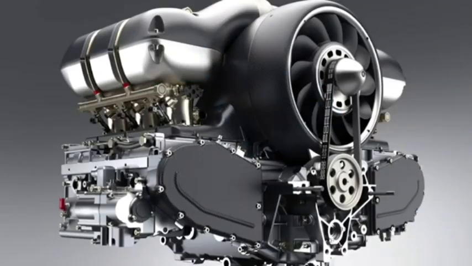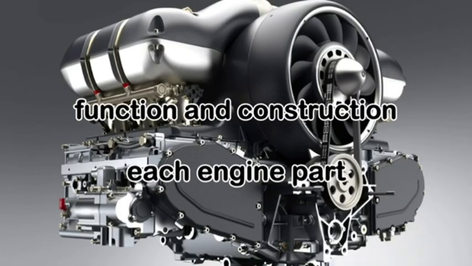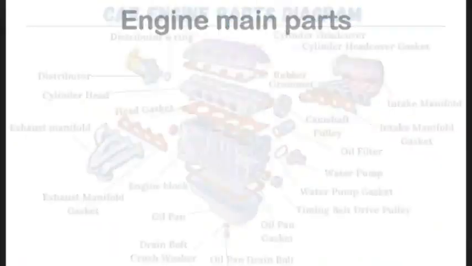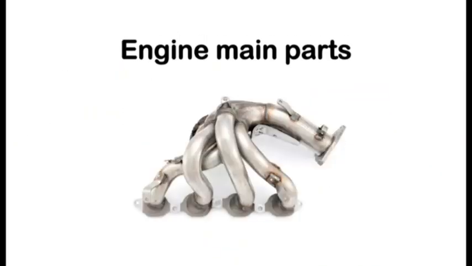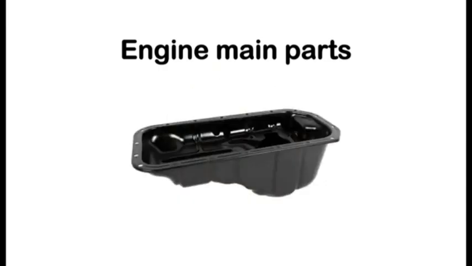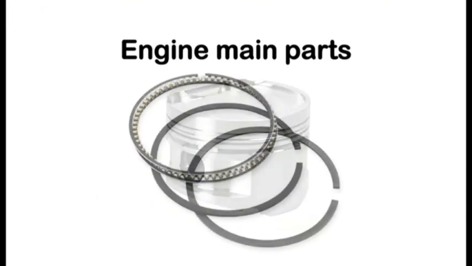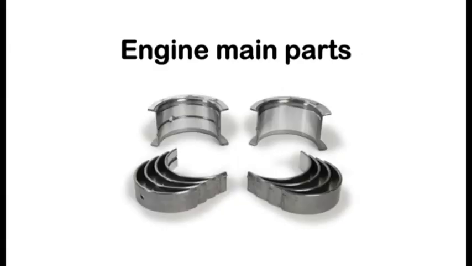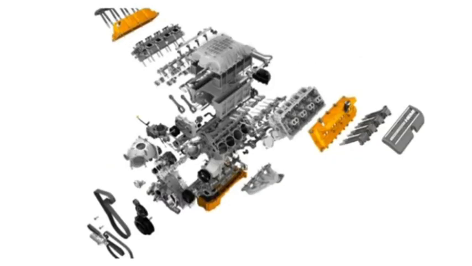In this video, we'll take a look at the function and construction of each engine part of an internal combustion engine. The main parts of an internal combustion engine are cylinder block, cylinder head, gasket, manifold, flywheel, oil pan, crankshaft, camshaft, connecting rod, piston, piston ring, piston pin, valve, rod bearing, main bearing, and bearing caps. Let's start with the components and their functions, starting with the cylinder block.